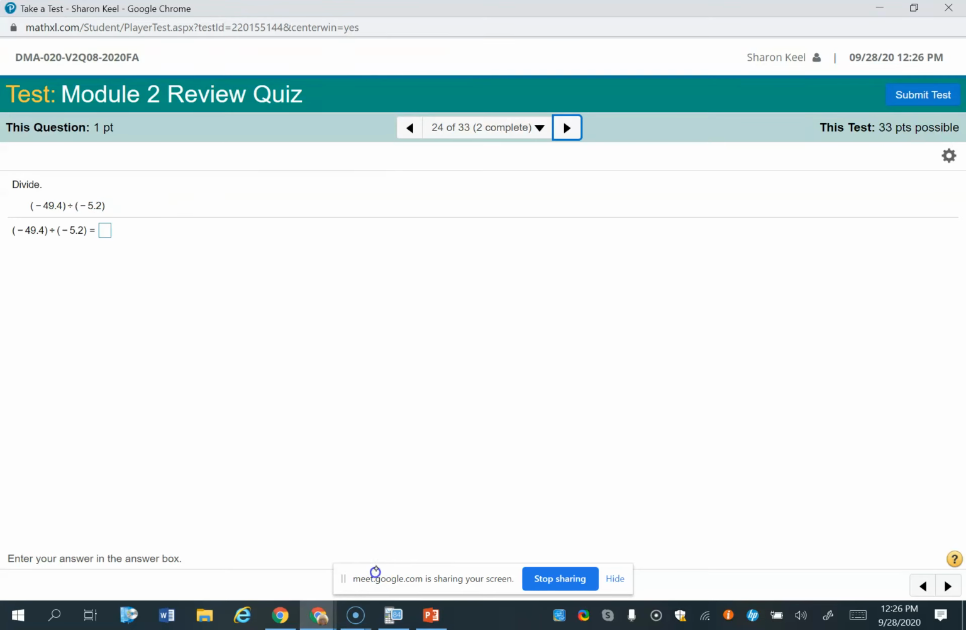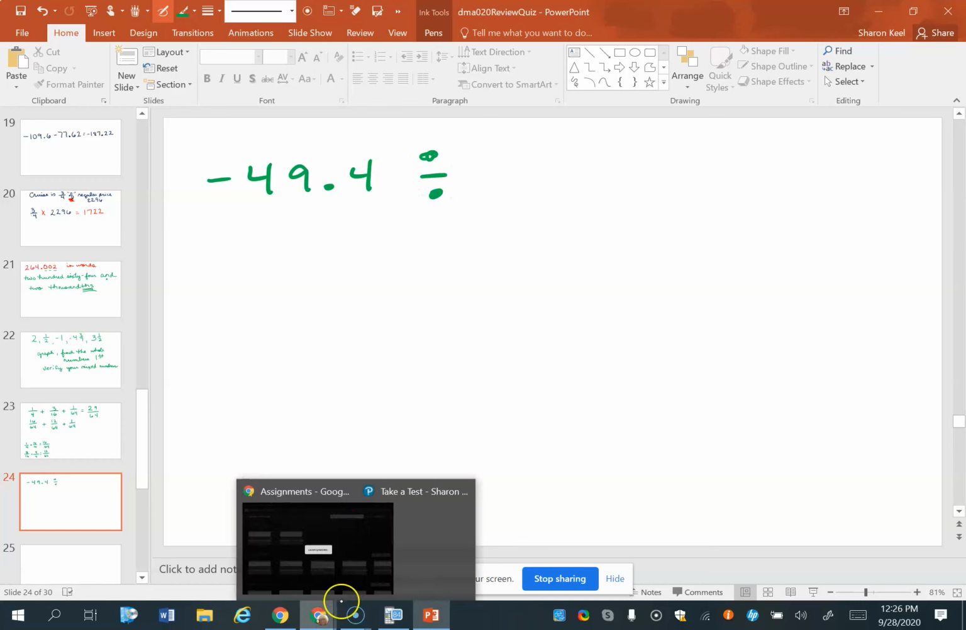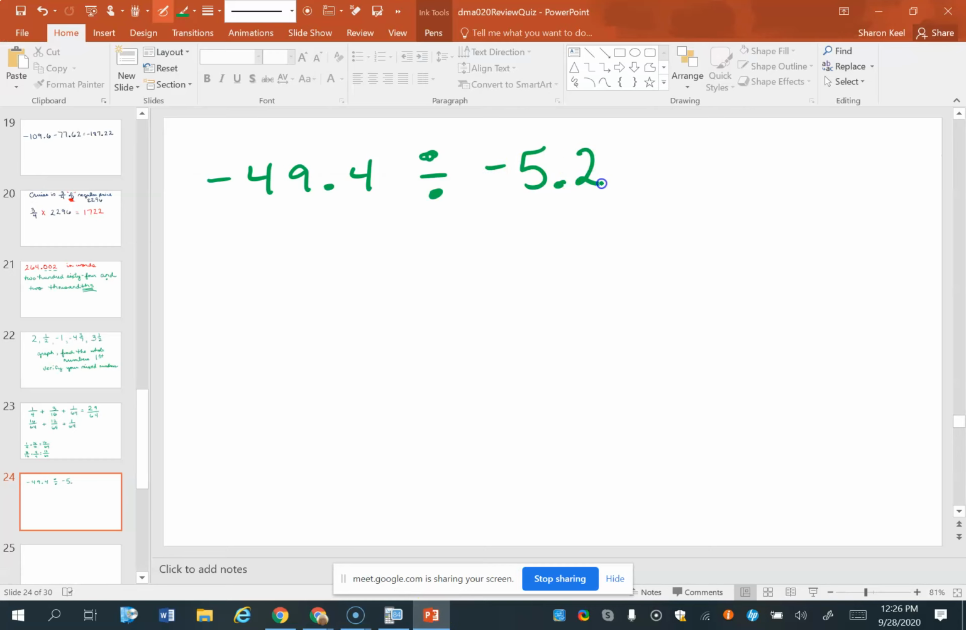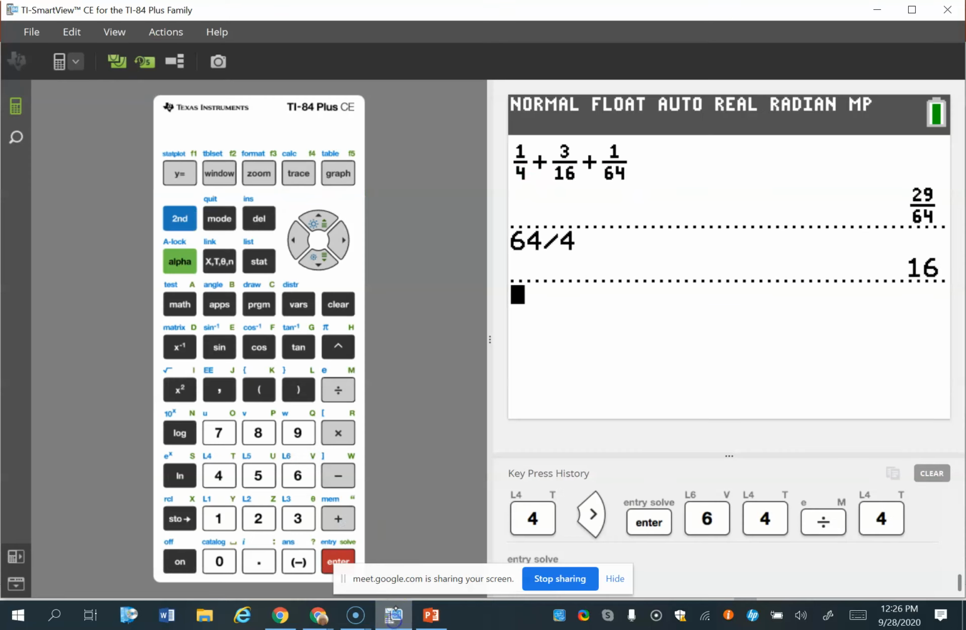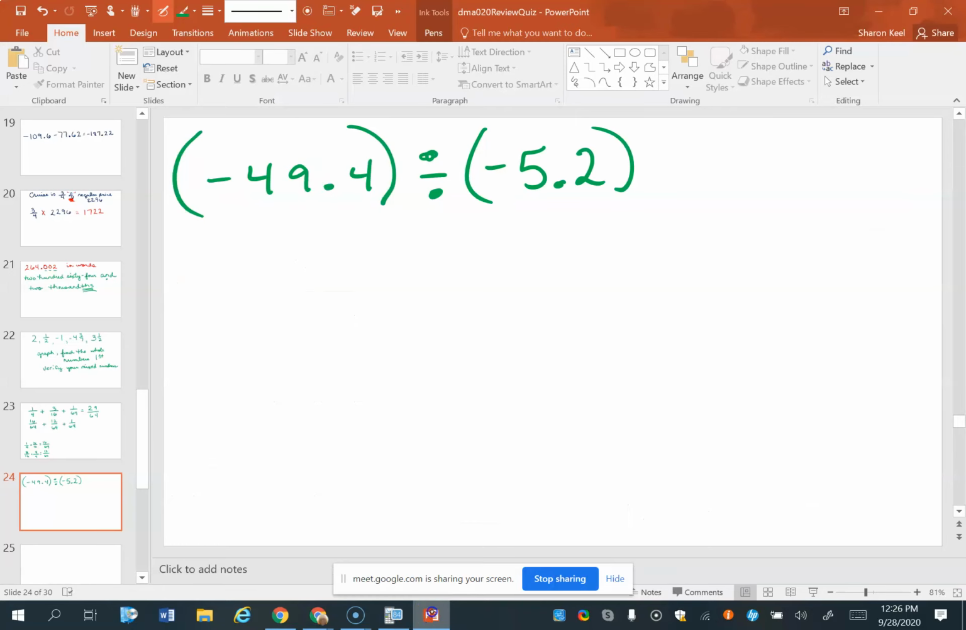Divide negative 49 4/10. We're going to divide that by negative 5 2/10. We have a negative number divided by another negative number. So negative 49.4 divided by negative 5.2. That gives us 9.5.